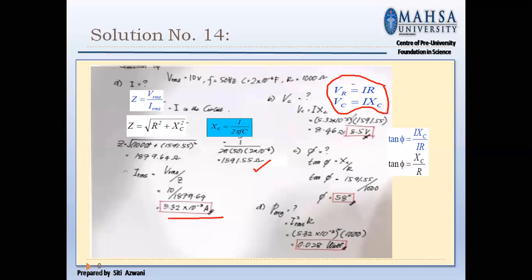The value here depends on your value here, so you can get plus minus.